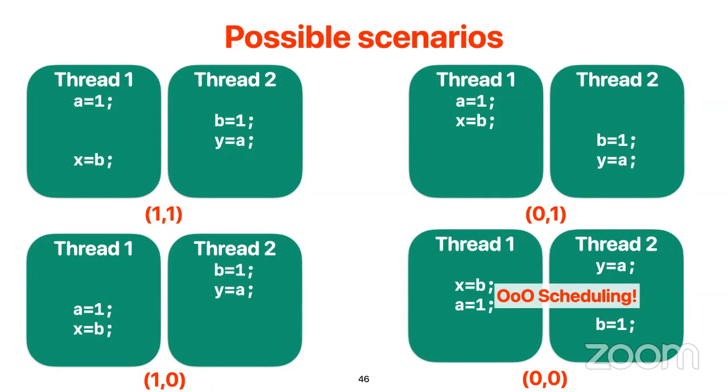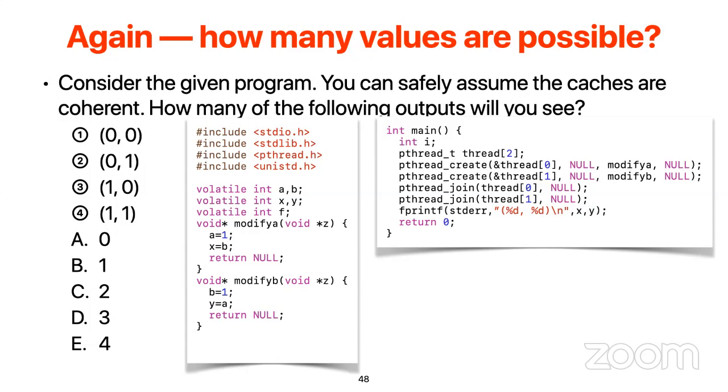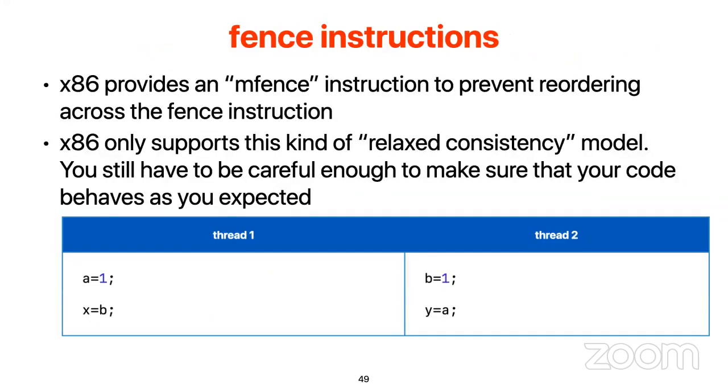All right, thanks a lot. So from this, I think you must have learned a lot. So everything here is possible. In parallel programming, a lot of programming paradigms and a lot of stuff that you trusted in the past are not trustworthy anymore. So you need architectural support for that. x86 provides an MFENCE instruction to prevent reordering across the fence instruction. If you put an MFENCE between a equal to one and x equal to b, it will prevent them from being reordered by your compiler as well as your processor.